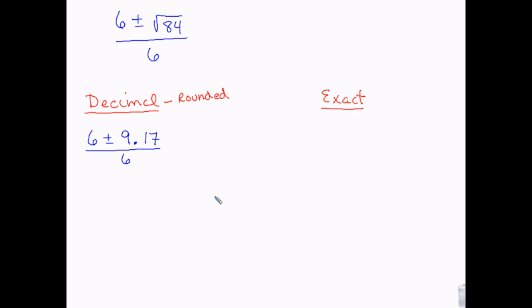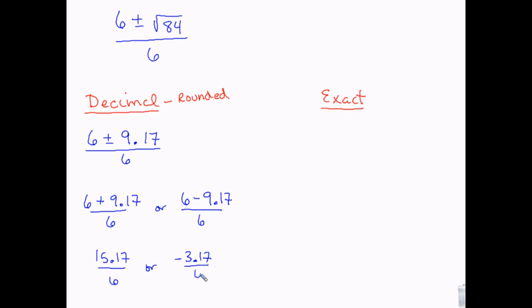From here, I have to do the 6 plus 9.17 and divide it by 6, and the 6 minus 9.17, divide that by 6. 6 plus 9.17 is going to be 15.17 divided by 6. And then the 6 minus is going to be negative 3.17 divided by 6.